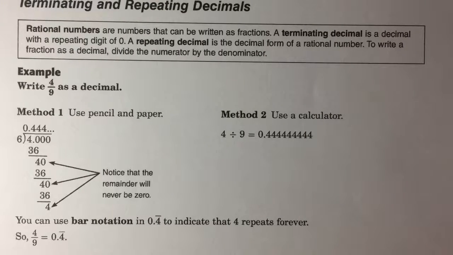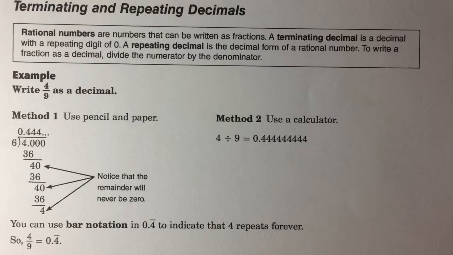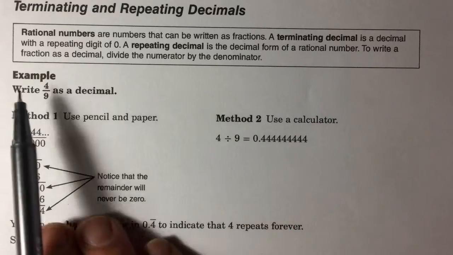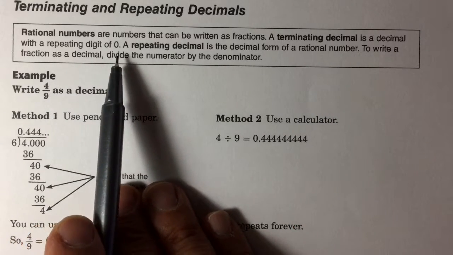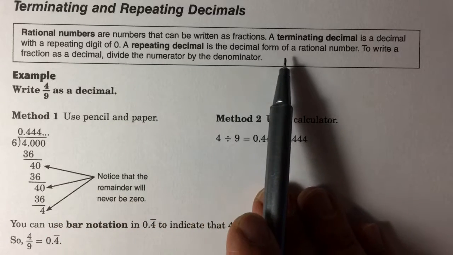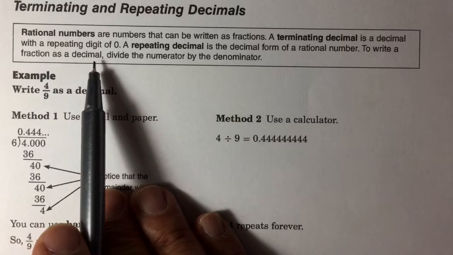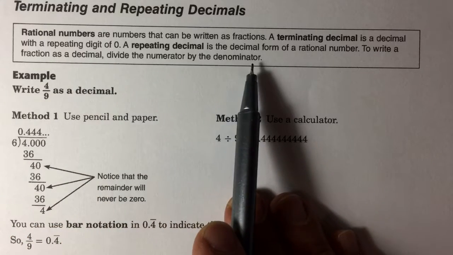Lesson 4, Terminating and Repeating Decimals. Rational numbers are numbers that can be written as fractions. A terminating decimal is a decimal with a repeating digit of 0. A repeating decimal is a decimal form of a rational number. To write a fraction as a decimal, divide the numerator by the denominator.